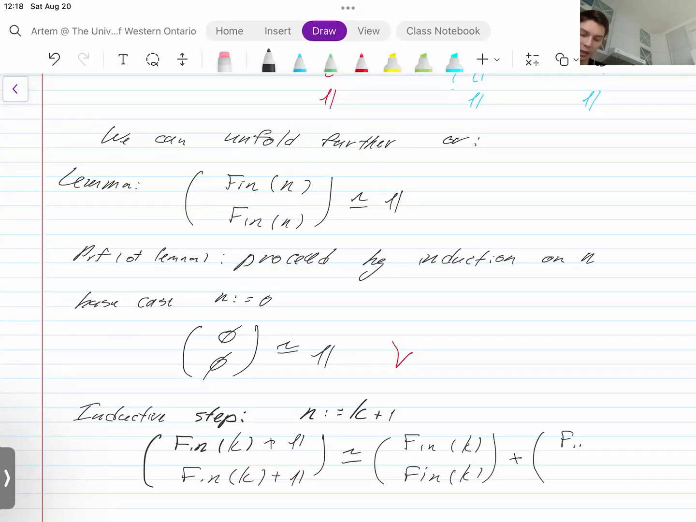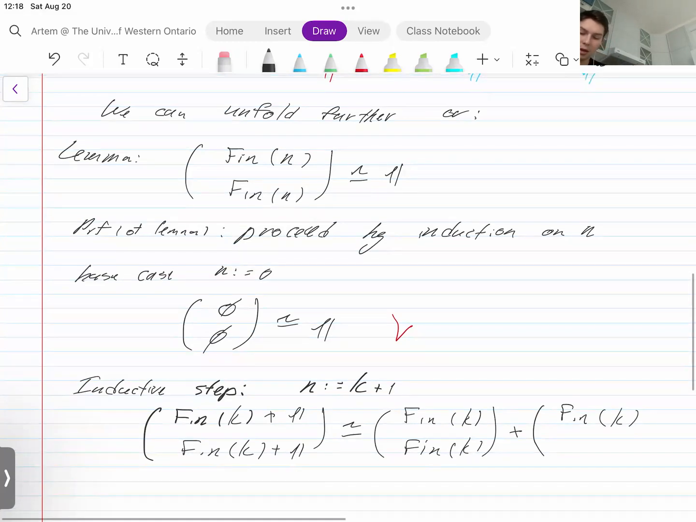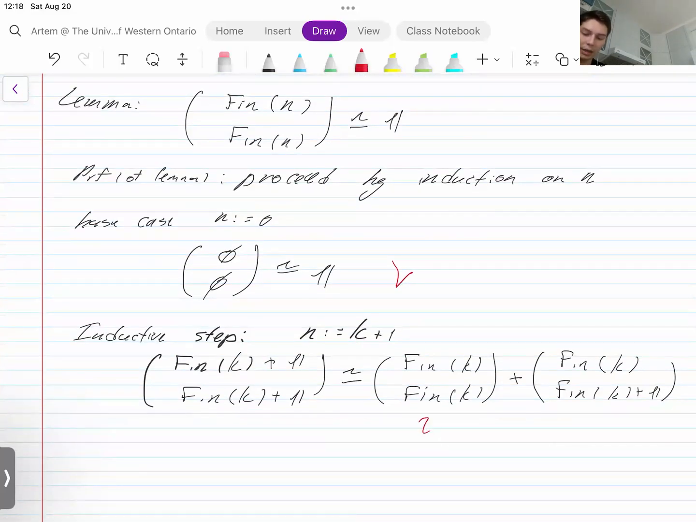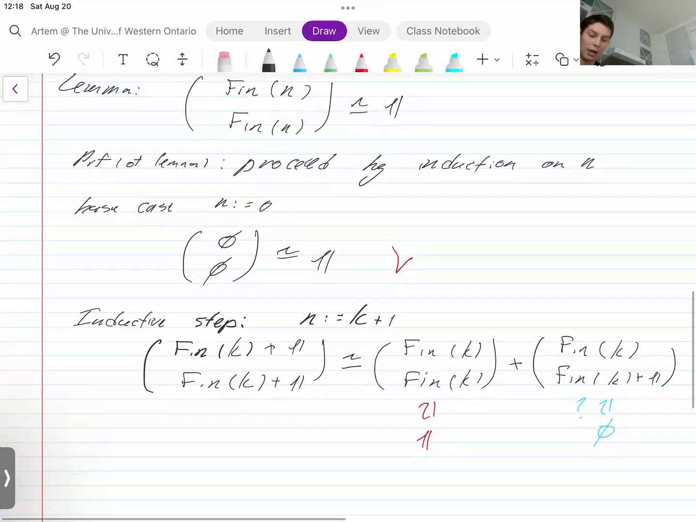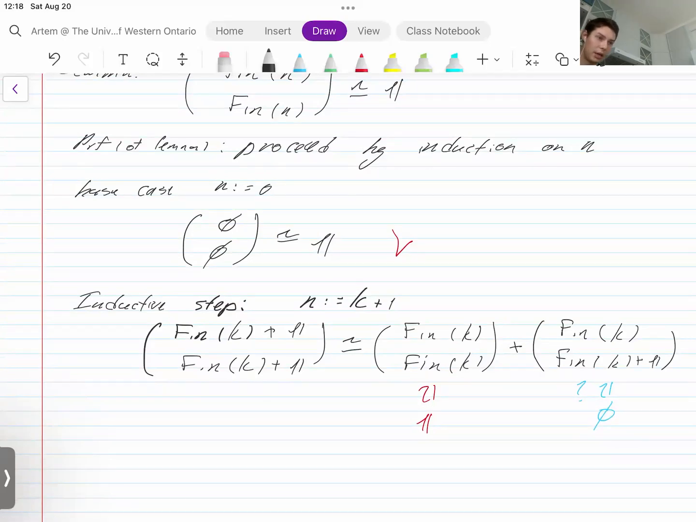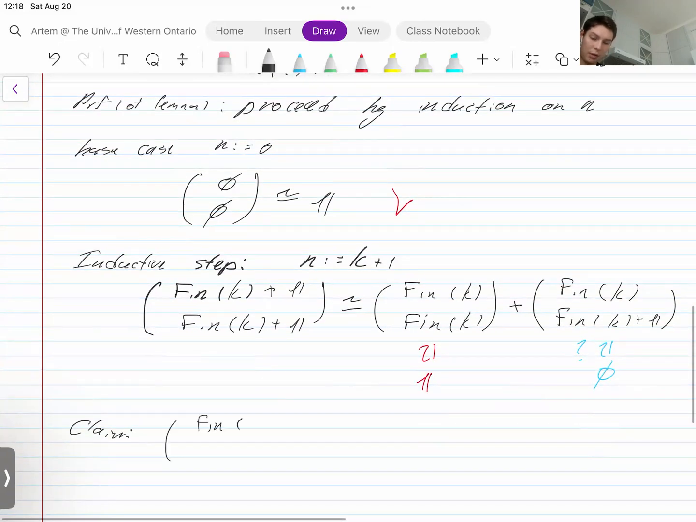And here we have a finite set on k elements, a product with the unit. So by the inductive hypothesis, this is the unit. And the conjecture here is that, of course, it should be empty. And how so? Claim: this type, K1 or general K, is empty.